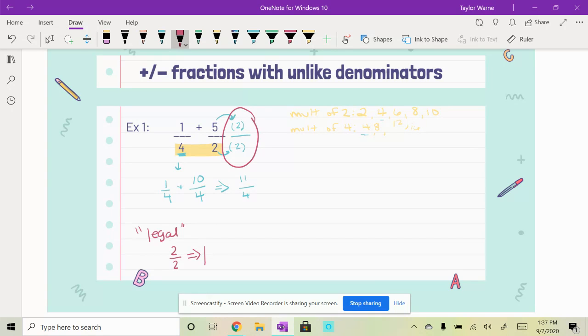Well, anything multiplied by 1 is itself. So when we multiplied by 2 divided by 2, this is like multiplying 5 over 2 by 1. We just changed it to an unsimplified fraction. If we had 10 divided by 4, which was our result from this, we would simplify that and get 5 divided by 2. So we just kind of made it an unsimplified fraction in order to be able to work with it. So I just wanted to go over that part with you.